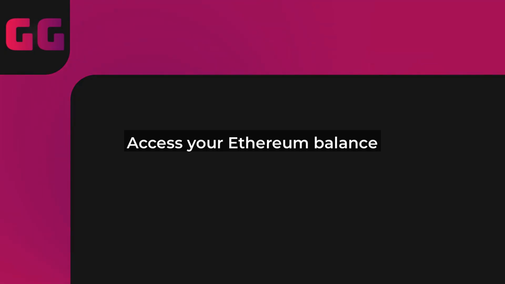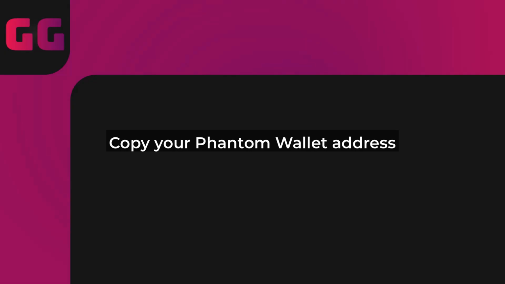First things first, make sure you have accounts set up on both KuCoin and Phantom wallet. Phantom is a popular wallet for Ethereum and other tokens, so if you haven't already, download the app and create or import your wallet. Now, log into your KuCoin account. Once you're in, head over to the Assets or Wallet section and find your Ethereum balance.